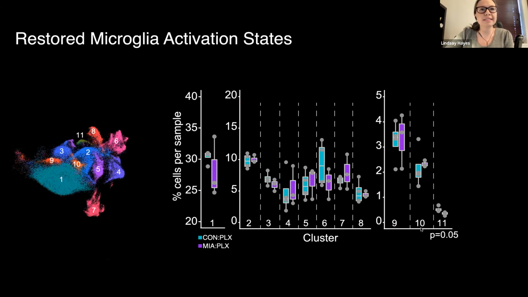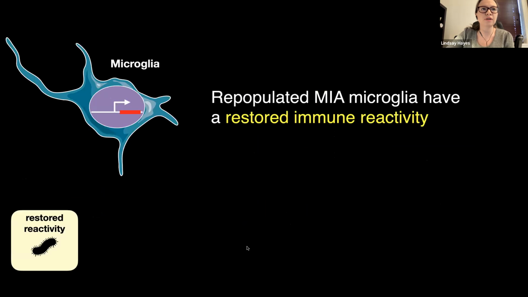Similarly, in the single-cell RNA sequencing experiment, we found that the repopulated microglia exhibited a comparable profile to the endogenous microglia. They contributed to the same clusters. And more importantly, the distribution of those activation states, which we had seen were reduced in the MIA microglia, have now been restored in these repopulated microglia that are now contributing to the different activation states more evenly, or more similarly to control. Thus, these repopulated microglia were able to restore their immune reactivity.